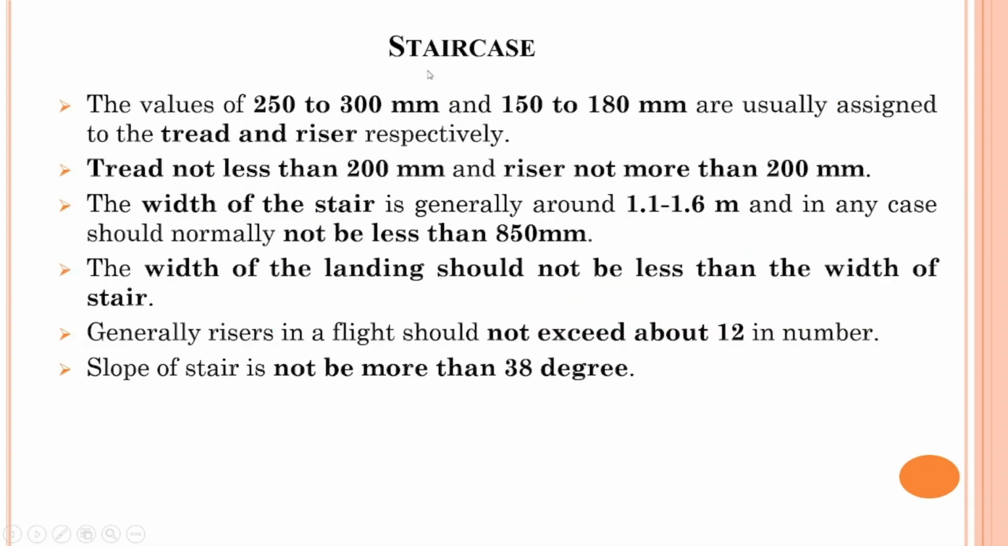The next one, the staircase specifications. What are the specifications of a staircase? The tread and riser are usually assigned; tread should not be less than 200, and riser should not be more than the limit. This is the criteria of the staircase, and what angle you have to make.